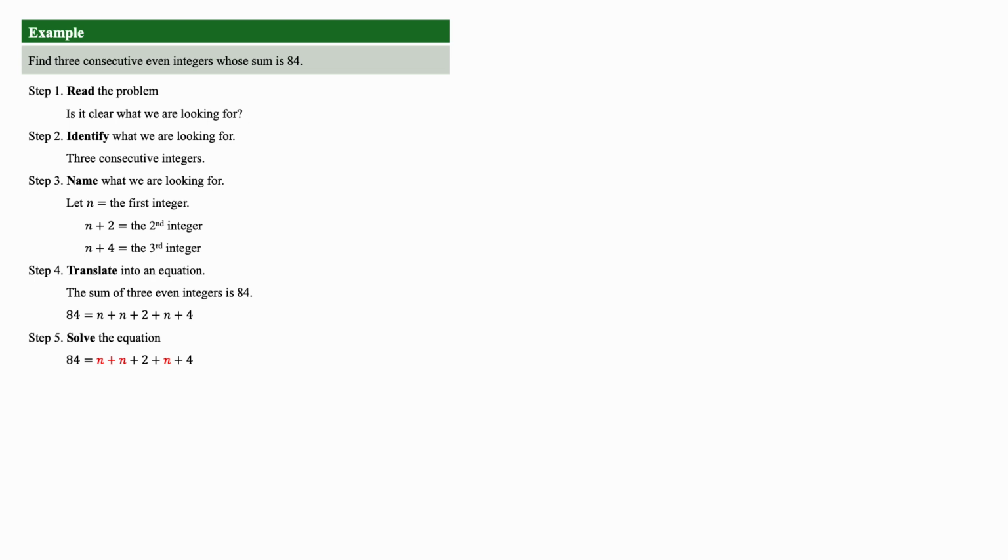So we have 84 equals n plus n plus 2 plus n plus 4. Let's solve this equation, combine like terms, and divide everything by 3, and we get 26 is the first integer. And then we get n plus 2 is the second integer. Remember, in step 3, we have to find all 3. So 26 plus 2, because we have to plug in for n. I was about to say x, but n in this case. And then we get 28 is the second consecutive even integer.